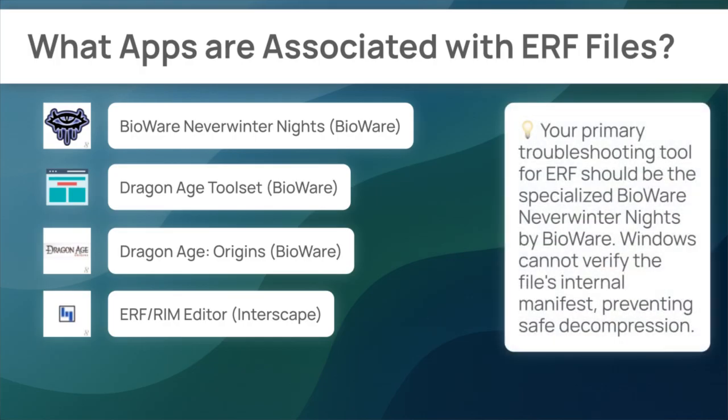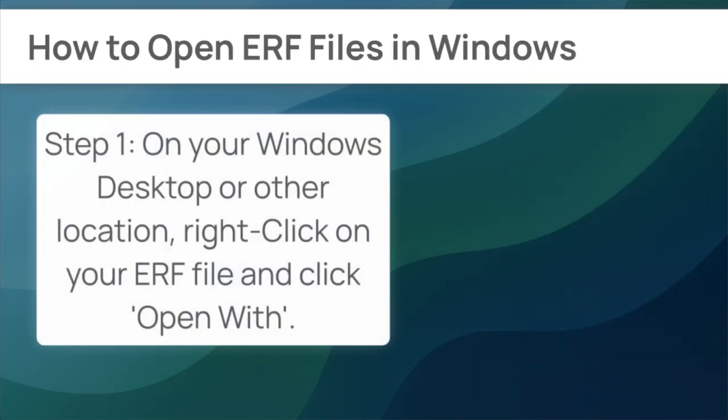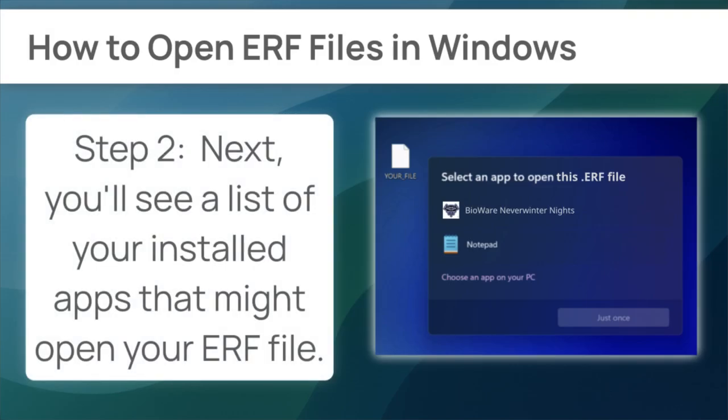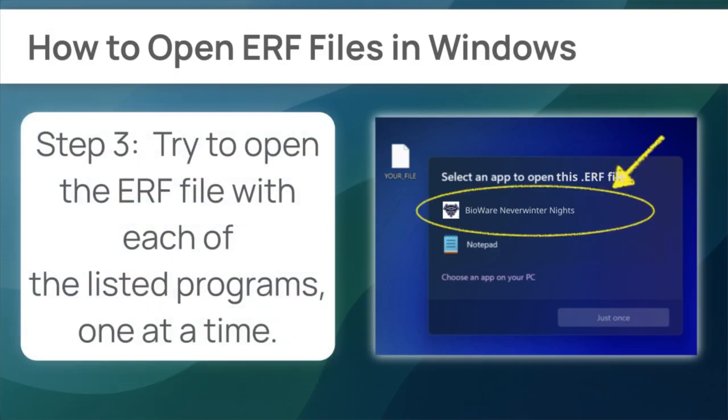Windows cannot verify the file's internal manifest, preventing safe decompression. Windows shows only high-level details, so reading or editing game data depends on compatible tools. The problem is often a missing file hook. Right-click the ERF file and choose Open With. Start with BioWare Neverwinter Nights if available. If not, select another application from the list.